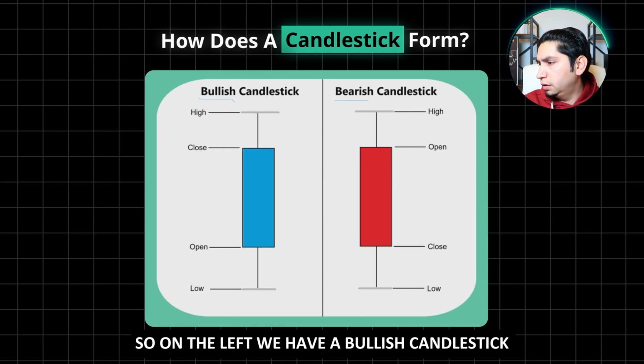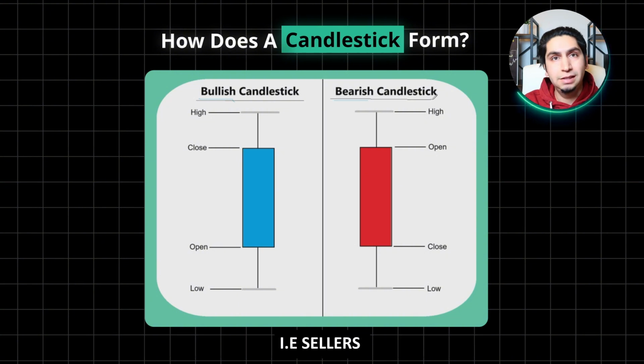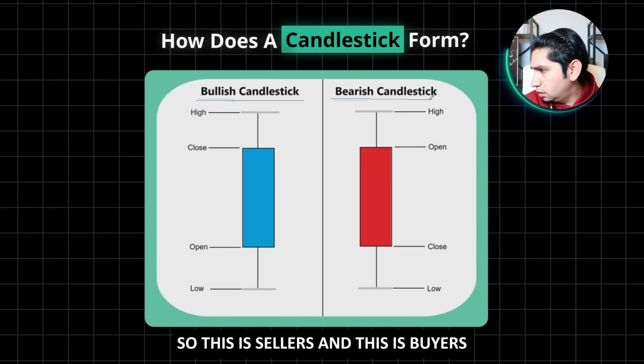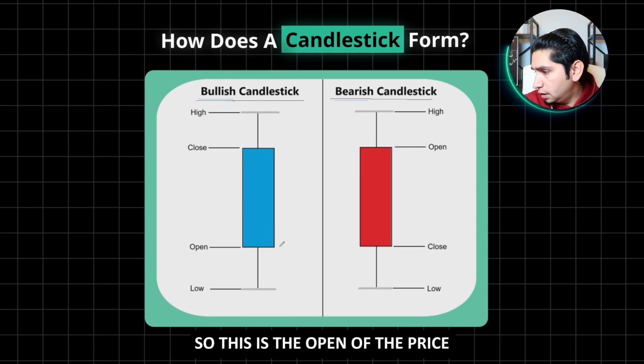looks like. So on the left, we have a bullish candlestick. On the right, we have a bearish candlestick, i.e. sellers. So this is sellers and this is buyers. Now, the actual candle, it tells you a lot of stuff if you pay attention to it. And I'm going to simplify it. So when the market opens, it opened around here. So this is the open of the price.